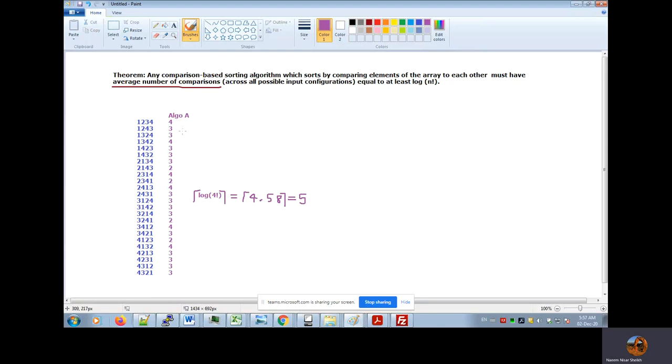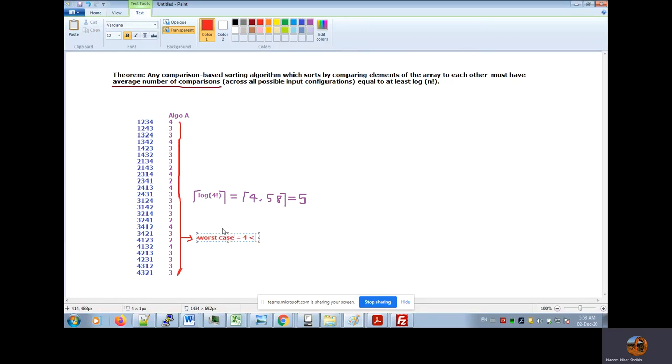If this alleged sorting algorithm is comparison based, this algorithm cannot work properly. It's impossible for such an algorithm. Why? Because it doesn't have a worst case of 5. Our worst case theorem said that any comparison based sorting algorithm should have at least the ceiling of log of n factorial, which in this case is 5, comparisons for at least one of the configurations if you're working on input of size 4. Here, the worst case is 4, which is less than 5. So it is impossible for this to be the case.